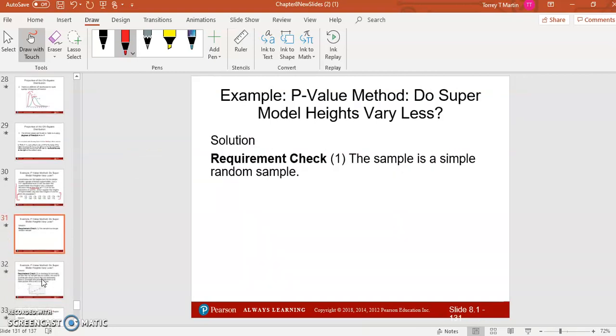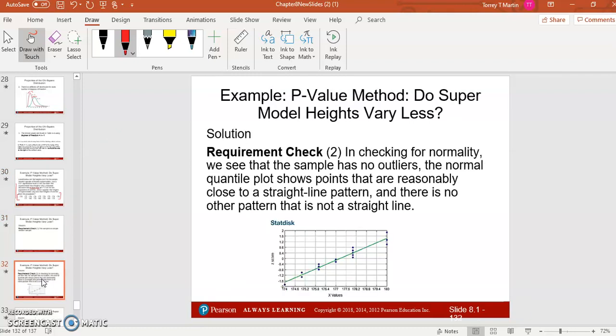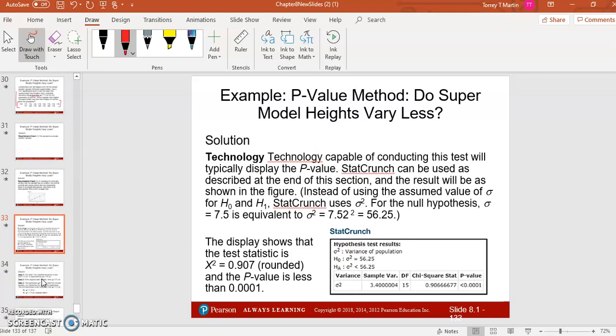Okay, so again, the requirement check is that this is a simple random sample, which it is. Requirement check 2, we're checking for normality. So we see that the sample has no outliers. The normal quantile plot shows points that are reasonably close to a straight line pattern, and there is no other pattern that is not a straight line. Again, they're just kind of talking about the technology.